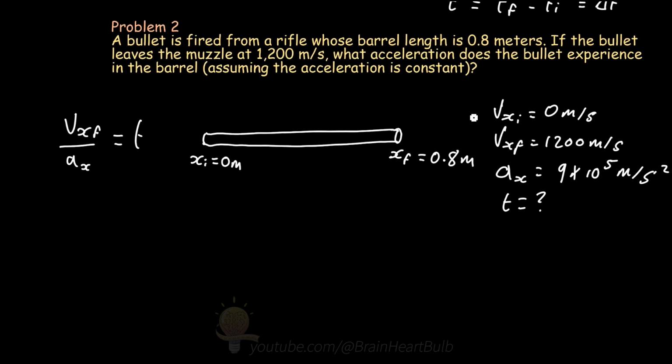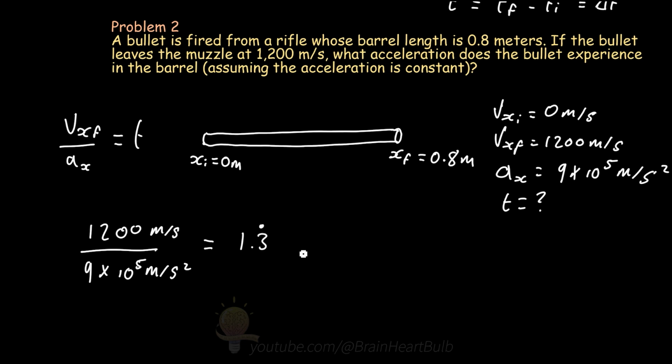So our final velocity is 1200 meters per second. Our acceleration is 9 times 10 to the power of 5 meters per second squared. And therefore, our time is 1.3 recurring times 10 to the minus 3 seconds.